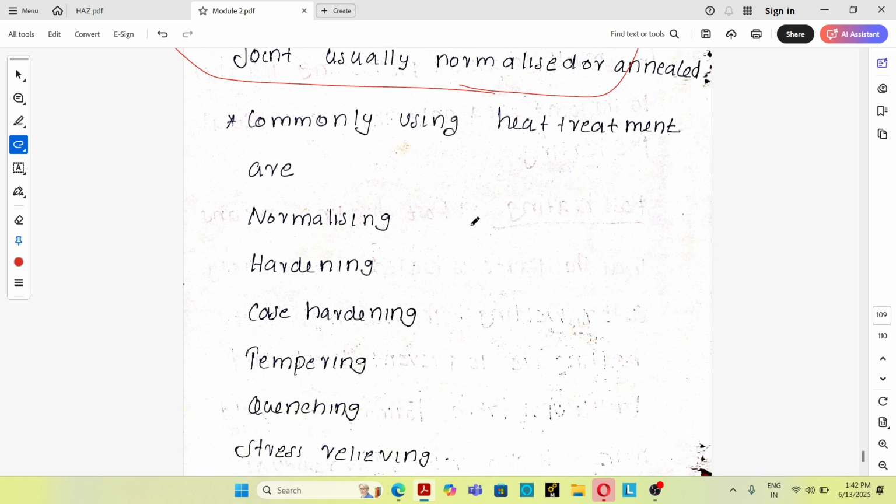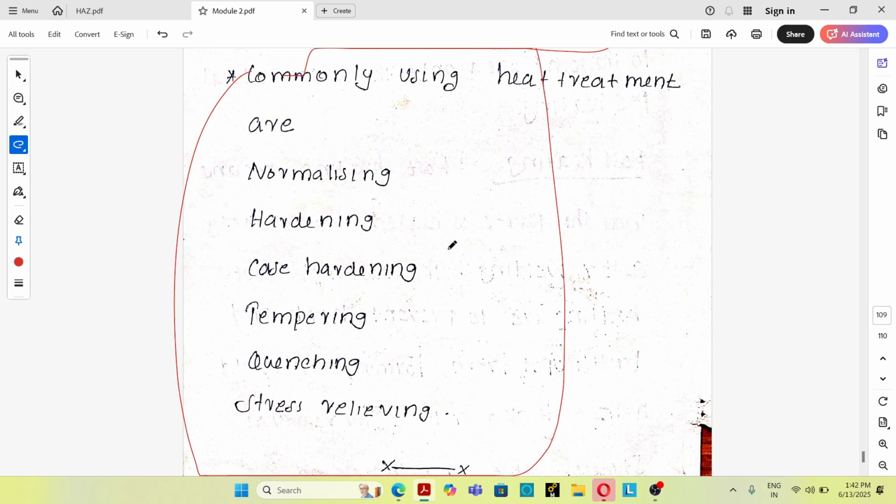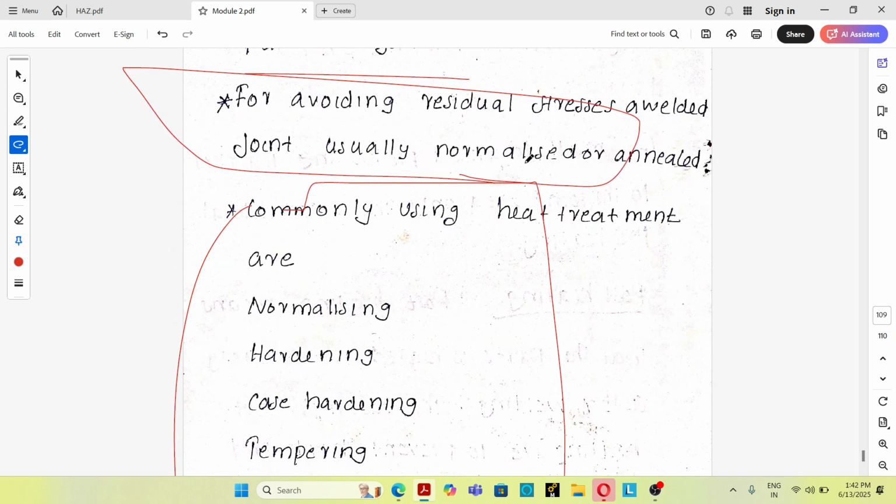So commonly used heat treatments are normalizing, hardening, case hardening, tempering, quenching and stress relieving. That is the commonly used heat treatment. In a welded joint, we are performing normalizing and annealing in order to reduce the residual stress.